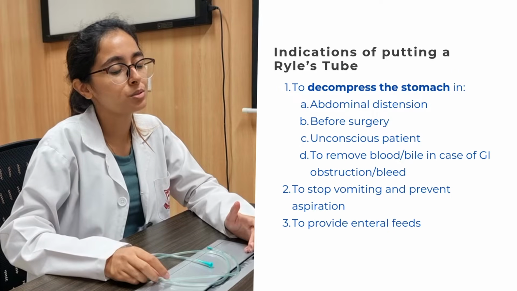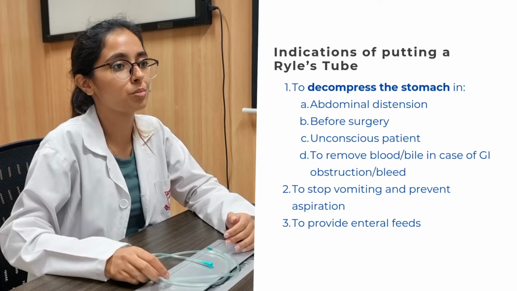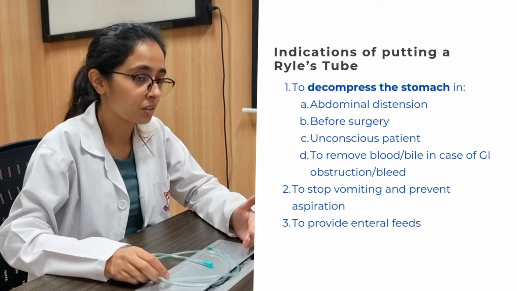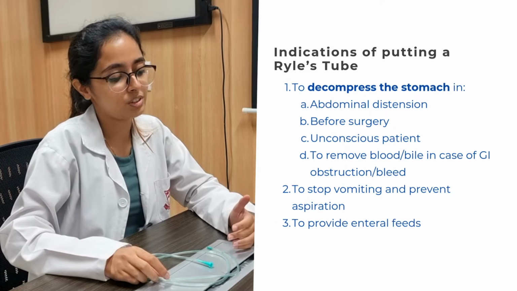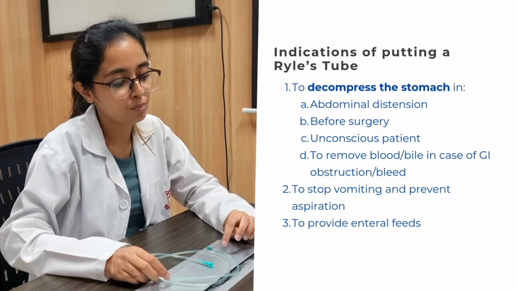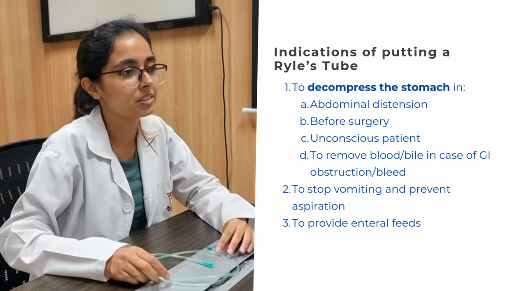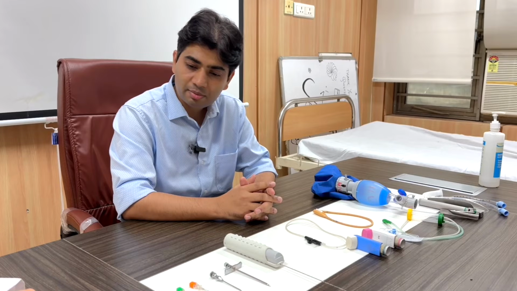Other than that, we can use it to decompress the stomach in cases of abdominal distension or before surgery, in case of an unconscious patient, to remove blood or bile in case of a GI obstruction or bleed. And we can also use it to stop vomiting and prevent aspiration. Okay, and name some contraindications for putting a Ryle's tube.